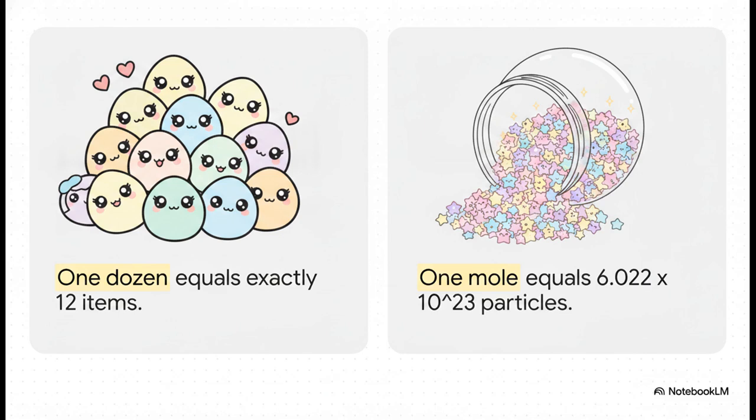Okay, let's disarm the intimidation factor of the mole. I see students panic all the time when they hear mole concept. But think about it. A dozen simply means 12 items, right? A dozen eggs is just 12 eggs. Well, a mole is the exact same concept. It's just a way bigger number. 1 mole simply means 6.022 times 10 to the power of 23 particles. That's Avogadro's number. It's just a counting unit, nothing more. Seriously, don't let the word scare you.